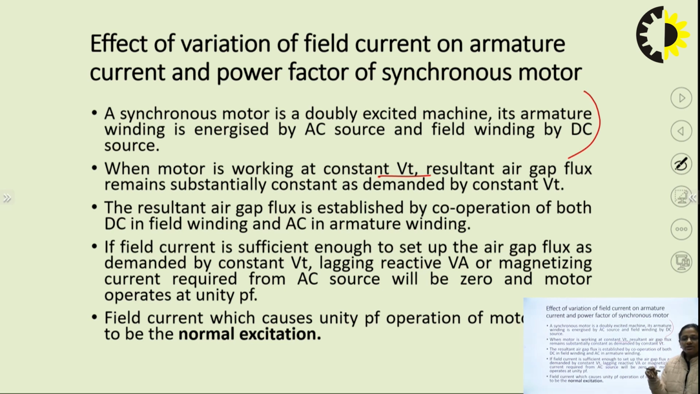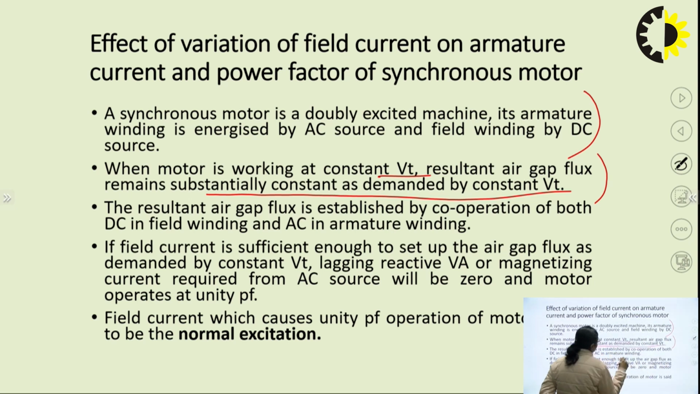When the motor is working with a constant Vt, the resultant air gap flux remains substantially constant as demanded by the constant terminal voltage Vt. To justify this, let me just write down the EMF equation of the machine. We know that induced EMF, in case of a motor, we call the back EMF of the motor. Back EMF is induced in the armature winding of the machine, right?